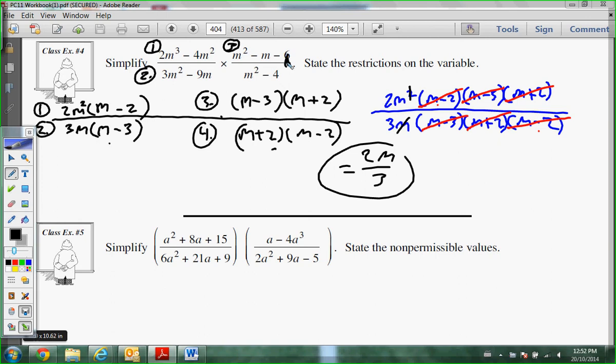Okay, let's do our restrictions real quick. Our restrictions are going to come from this piece right here. All right, so Davin, give me one thing that m can't be from the bottom there. 3, good. So she did this one. Okay, what's something else, Zach, that m can't be?